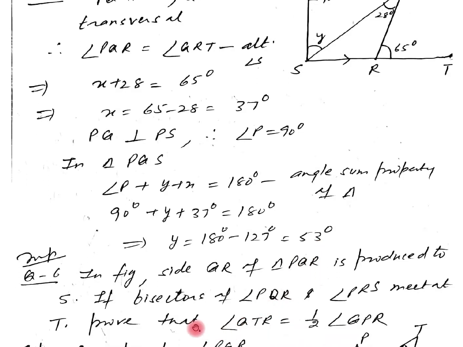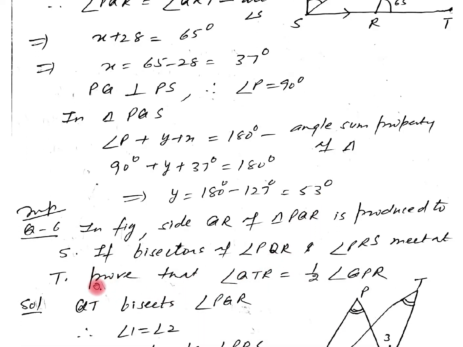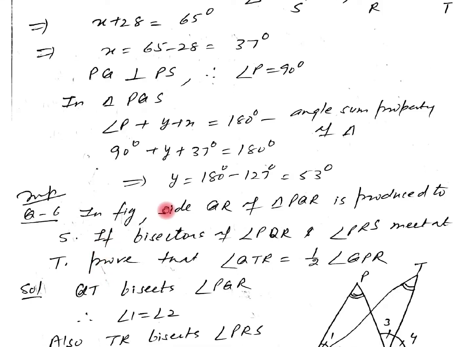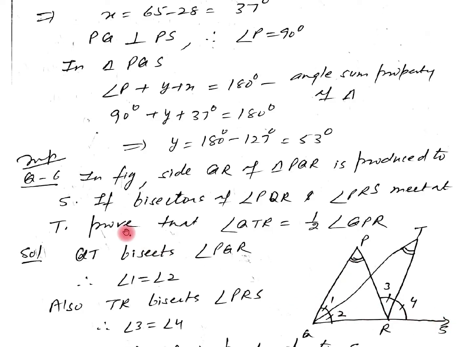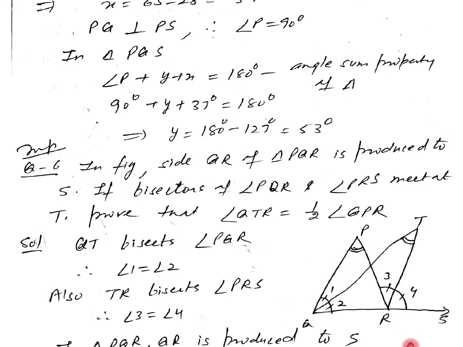Now here again see the question. It is one of the important questions of the exercise. In the figure, side QR of triangle PQR is produced to S. The bisectors of angle PQR and angle PRS are meeting at the point T. Prove that angle QTR is equal to half the angle QPR. Now let us see how to do the question.